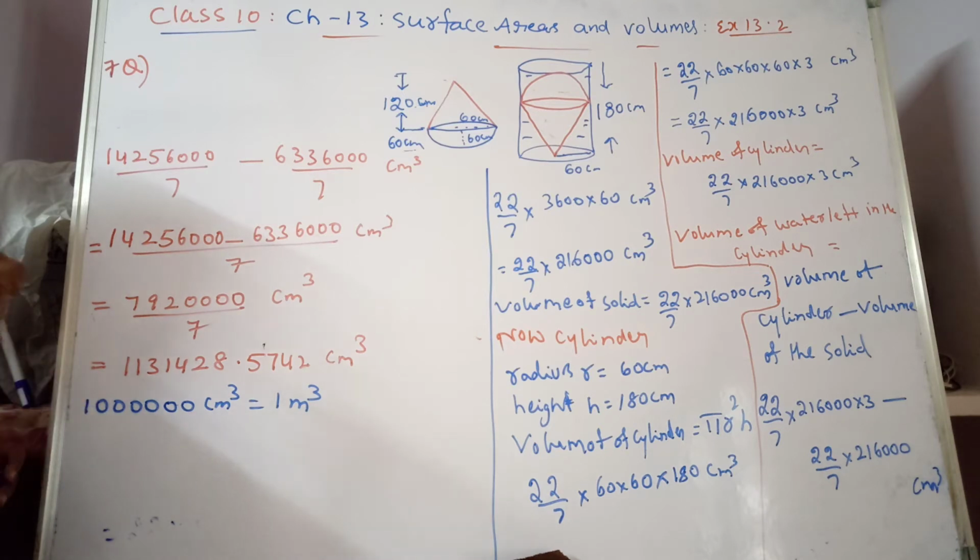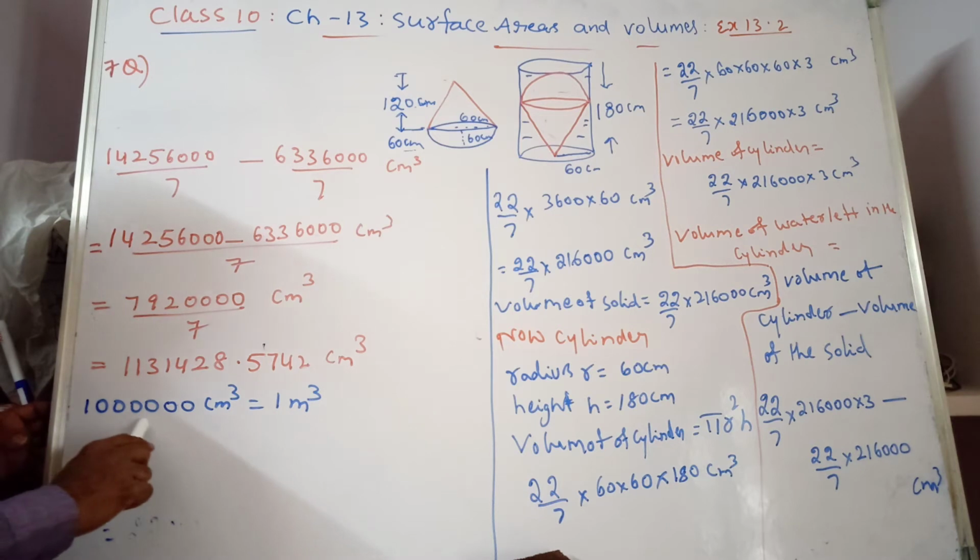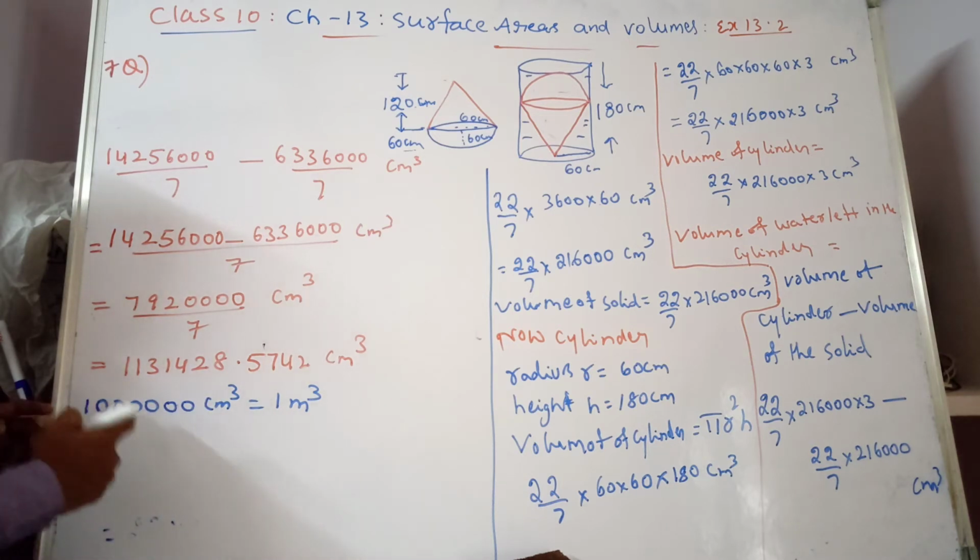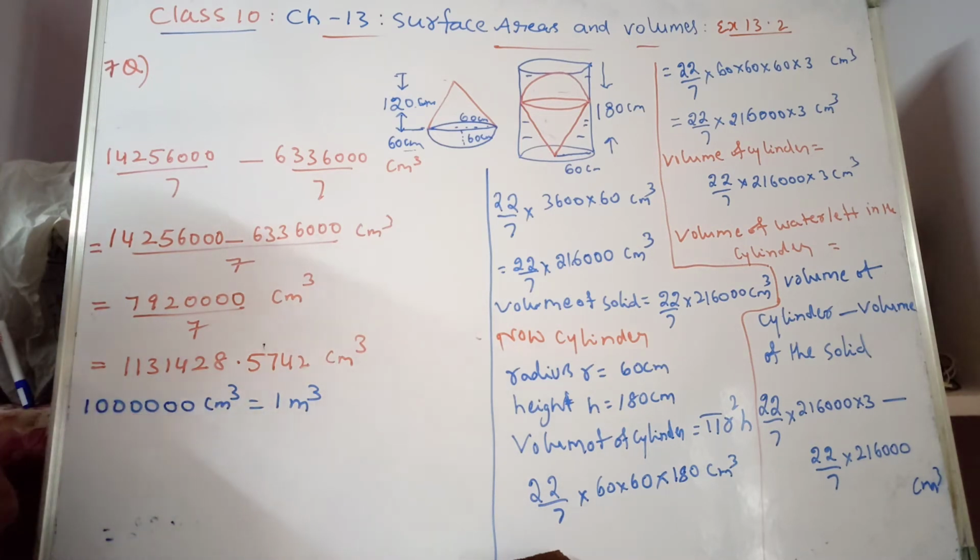1 meter is equal to 100 centimeters. So meter cube means 100 into 100 into 100, which will give you this much centimeter cube, which is equal to 1 meter cube.